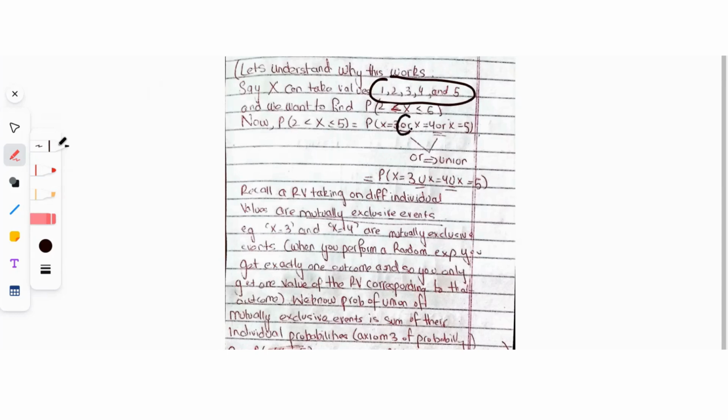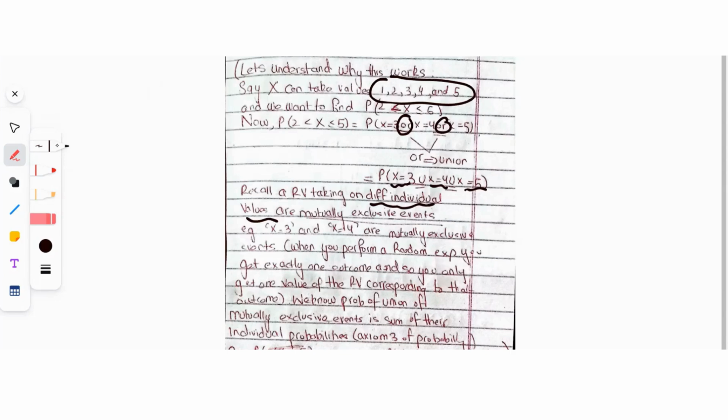Now here, this "or" essentially means union. We know in probability "and" means intersection, "or" means union. Now, probability x is 3, union x is 4, union x is 5. Here we need to understand something: a random variable taking different values such as x is 3, x is 4, x is 5 are mutually exclusive events. Because when we perform a random experiment, we get exactly one and only one outcome. So you only get one value of the random variable corresponding to that particular outcome.